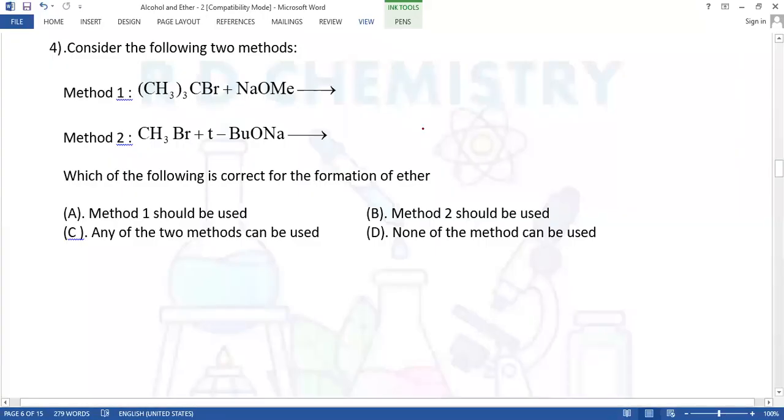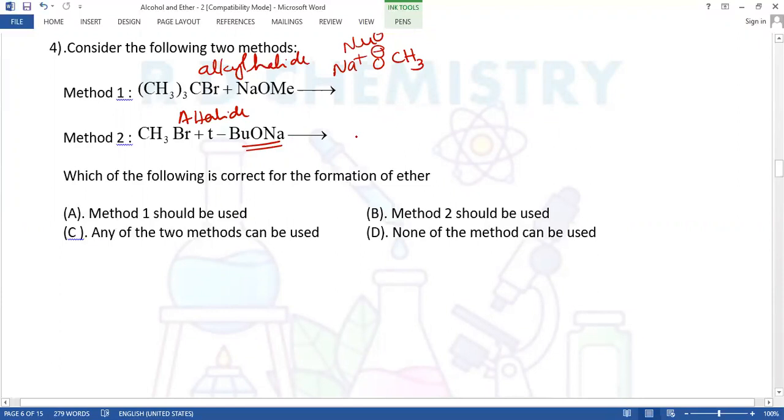Question number 4. Consider the following two methods. The first method is given. You can see a type of alkyl halide, then sodium methoxide, Na plus, O minus, Me standing for methyl. It acts as the nucleophile. Here also we have an alkyl halide, and here we have sodium tertiary butoxide. The question is, which of the following is correct for the formation of ether?